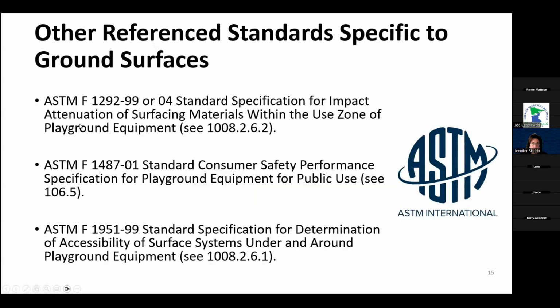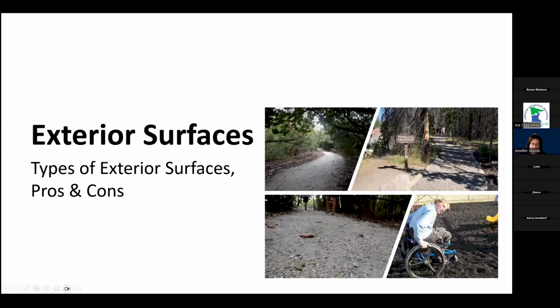So other requirements for ground surfaces: if you're working with playgrounds, there are ASTM requirements for impact attenuation and the safety specification around the equipment. And there's also an accessibility standard within ASTM for that area that is used as part of the accessible route that is under or around the play equipment. That's ASTM F1951. So, some considerations for exterior surfaces.